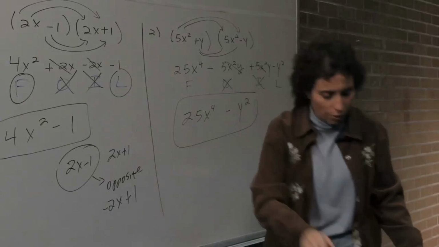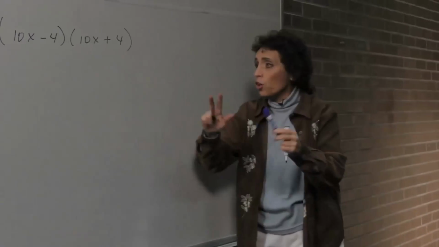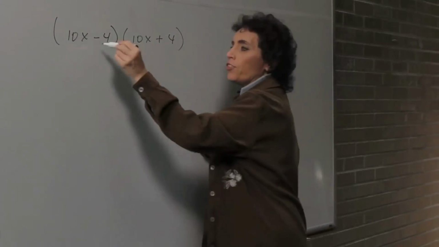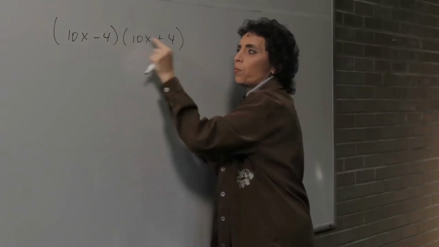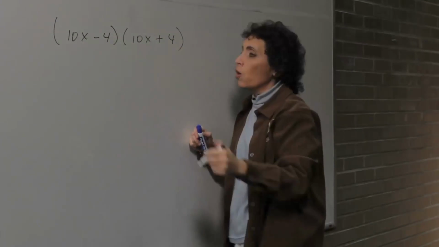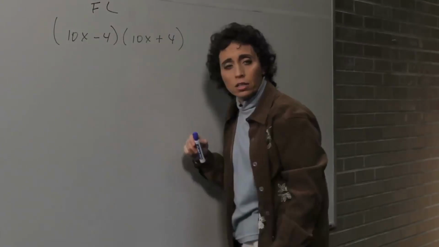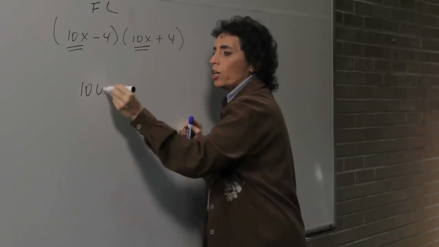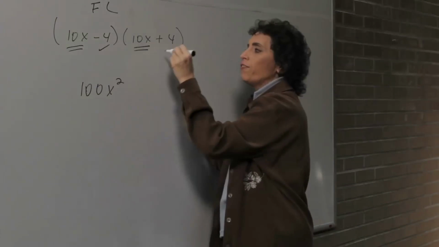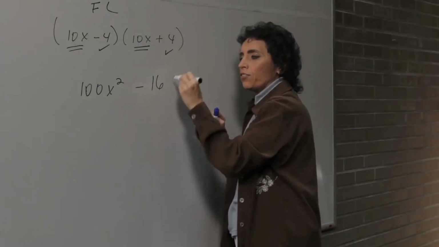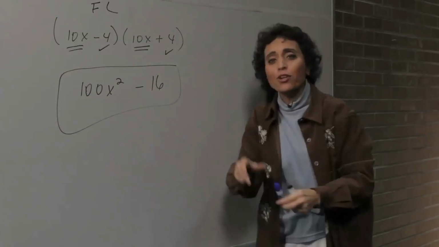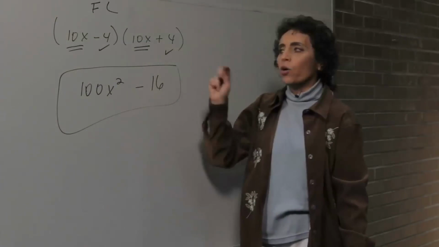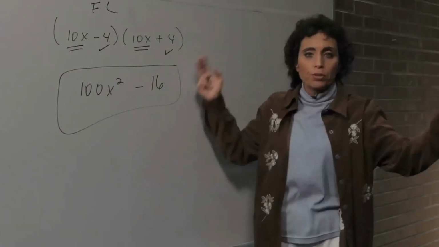One example before I let you do some on your own. This is nowhere in your notebook or your workbook or on your slide. I just want to show you this. These are conjugates. First terms match, last terms are opposites: negative 4, positive 4. All you have to do is FLOO. Multiply the first times the first: 10x times 10x, 100x squared. Negative 4 times positive 4, negative 16. You are done. Can you FOIL? Yes. But what would happen to the middle term? It will drop out. So pick your poison, FLOO or distribute.